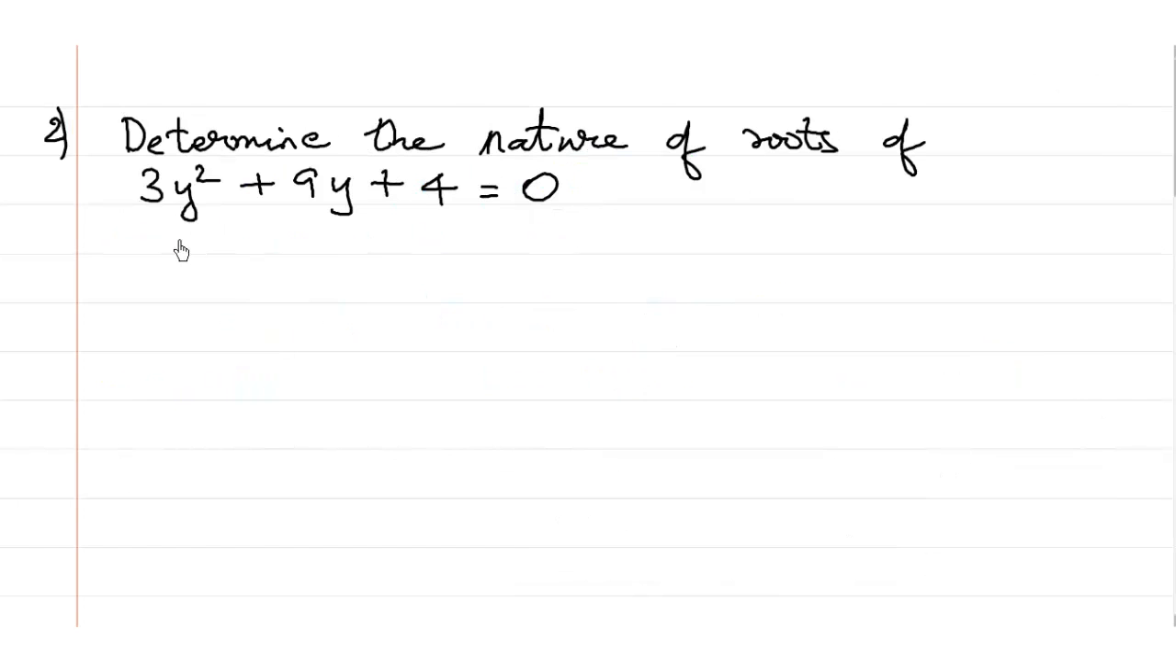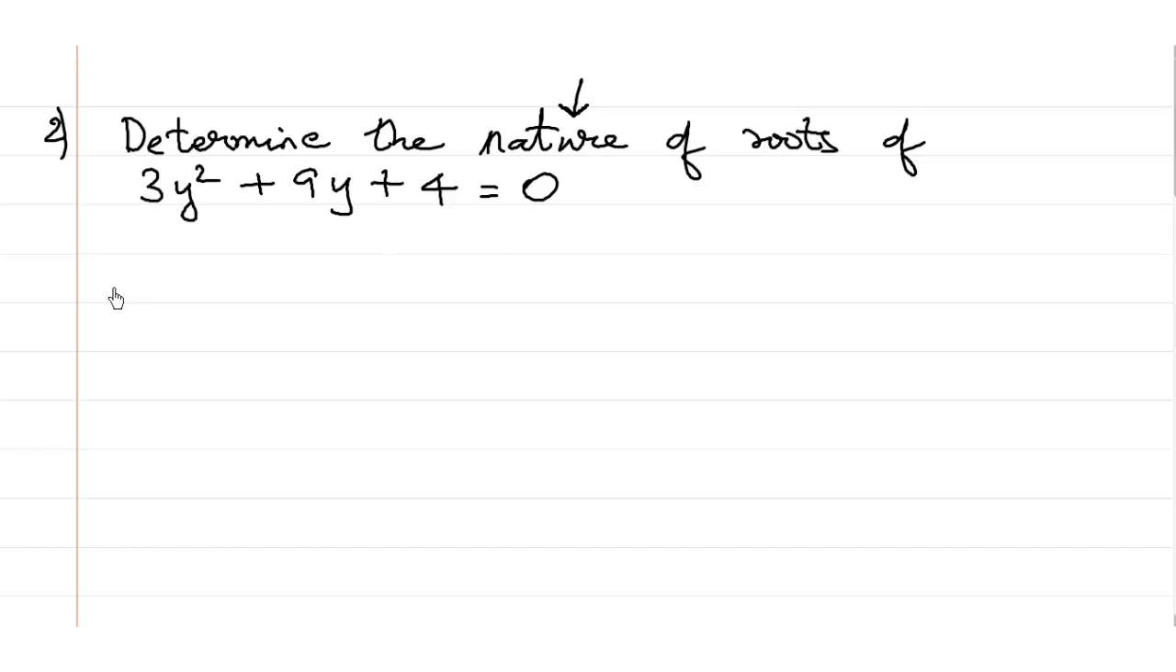Let's have a look at the other sum. Determine the nature of the roots of 3y square plus 9y plus 4 is equal to 0. So this time we need to state what is the nature of the roots, whether they are real and unequal, real and equal, or no real roots.